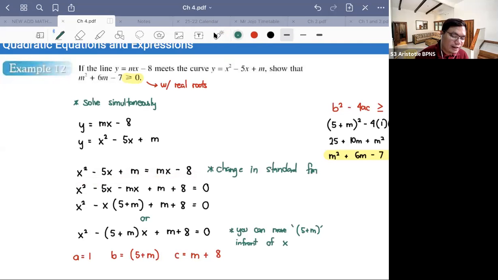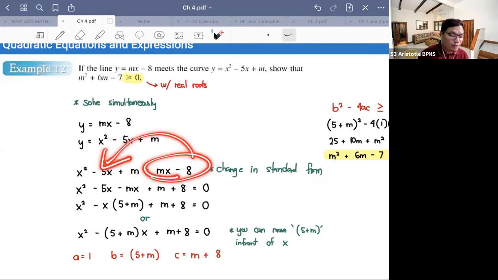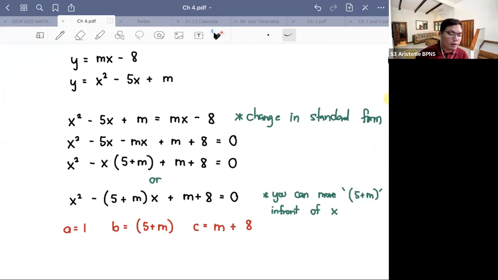Okay, so again, the standard form is ax squared plus bx plus c. So basically putting everything to the left side, right? So that's why this is now minus mx, and this is now plus 8 equals 0. All right, and then what's after this?